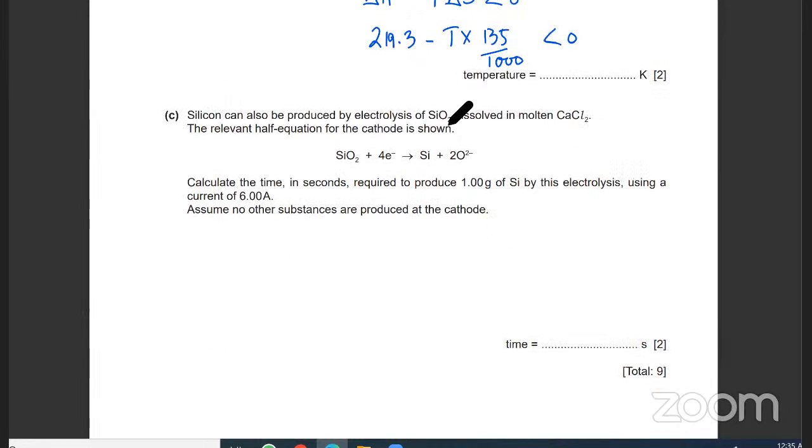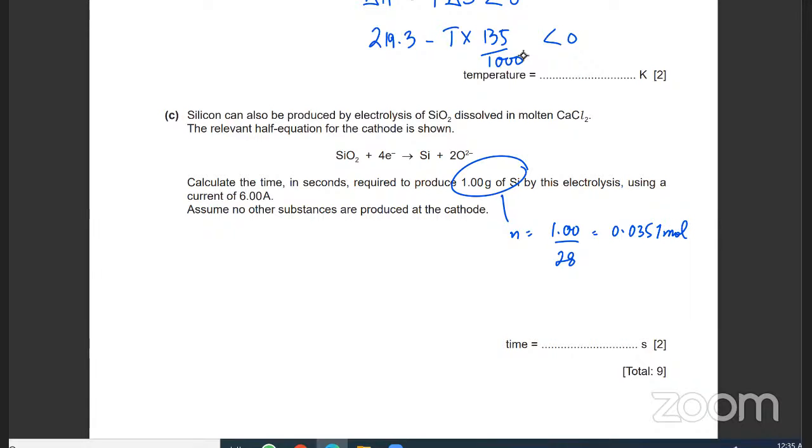Silicon can also be produced by electrolysis of SiO2 dissolved in molten CaCl2. The relevant half equation for the cathode is shown. Calculate the time in seconds required to produce 1 gram of silicon using a current of, as you know, the substances are produced at the cathode. So you're looking for the time, 1 gram of silicon. First thing, how many moles do you have? That's 1 divided by the Ar of silicon, which I think is 28, right? What's 1 divided by 28? 0.0357. So we're getting 0.0357 moles.